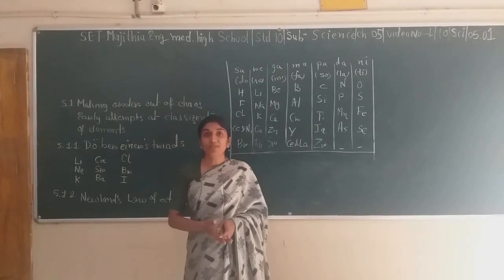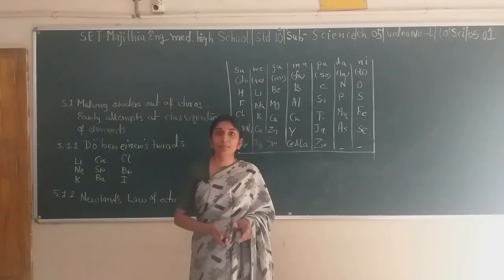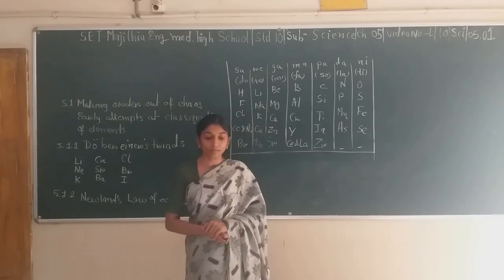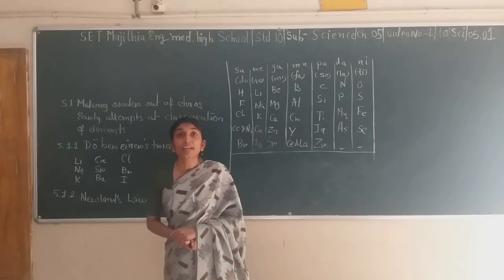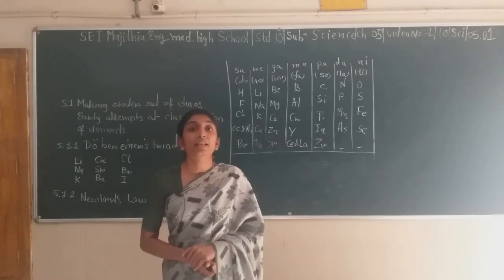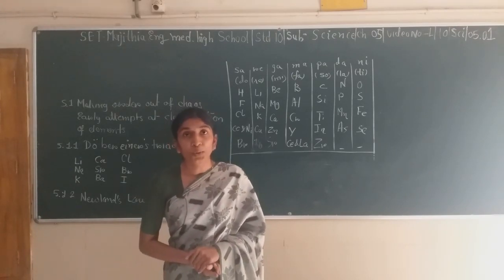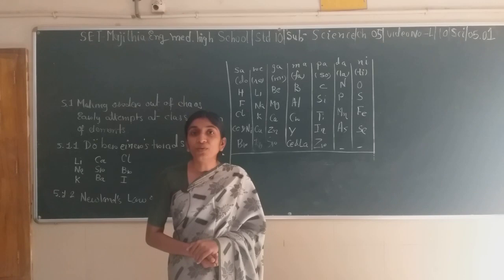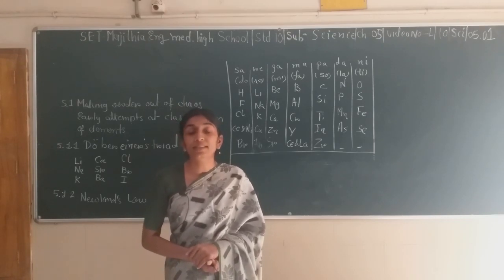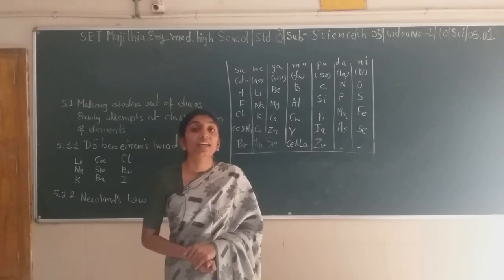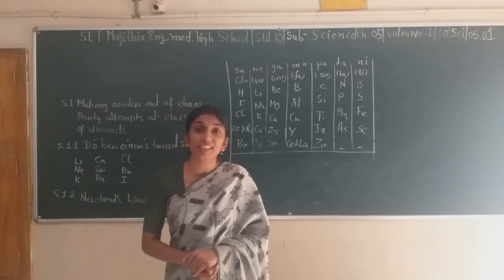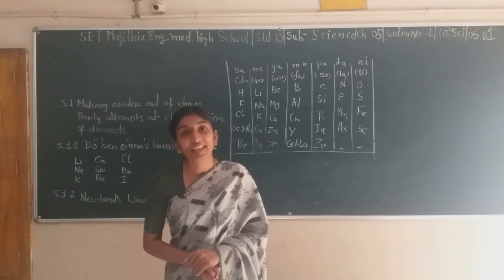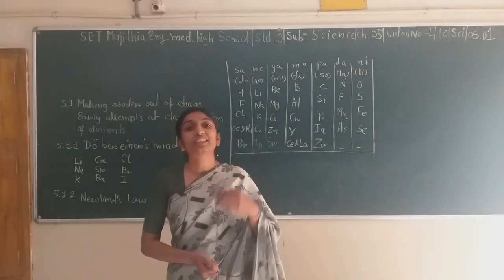Standard 10 Subject Science, Chapter number 5. In this particular chapter, you will learn that there are 180 elements now known. Out of them, 94 elements are naturally occurring. Rest elements are synthesized in laboratory by physicists, and also they are named after certain scientists.